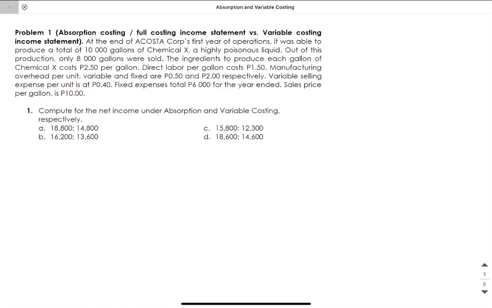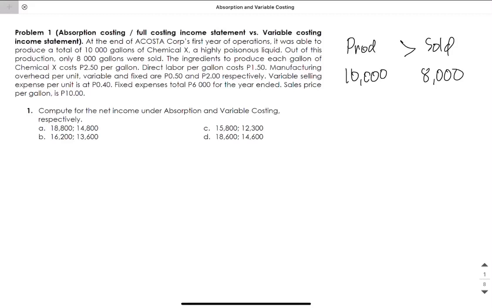Hello everyone, so this is the continuation of our discussion about absorption and variable costing. Last time we presented the income statement under both costing methods. We had production of 10,000 but we only sold 8,000 units. Last time, we prepared the income statement using the shortcut method.